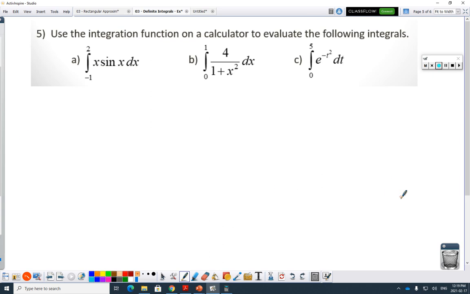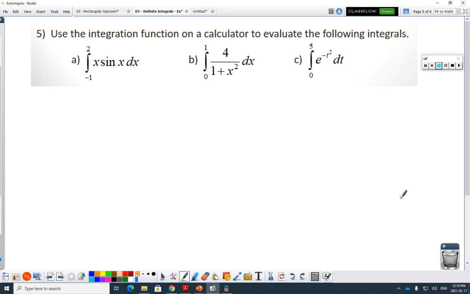Use the integration function on a calculator to evaluate the following. Oh, so that's what I was saying. I already introduced that, is you can get your calculator to find these integrals, even if you don't really know what an integral is. You can get your calculator out and find an integral. Here, I warmed up a couple of calculators for you guys. I think they're very functional.